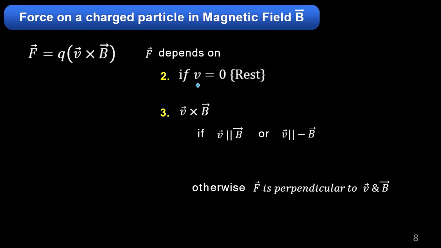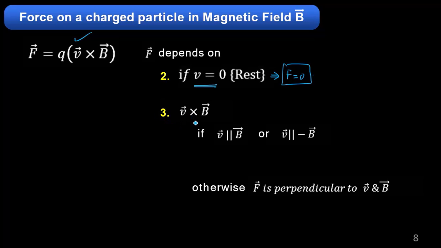The second parameter is if the charged particle is at rest. If the particle is not moving, that is v equals 0, can I say the force is also 0? So force is only felt whenever the charged particle moves. If the charged particle is at rest, that means v is 0. So if v is 0, then the cross product will also be 0. Okay, that means there is no force acting on the charged particle.